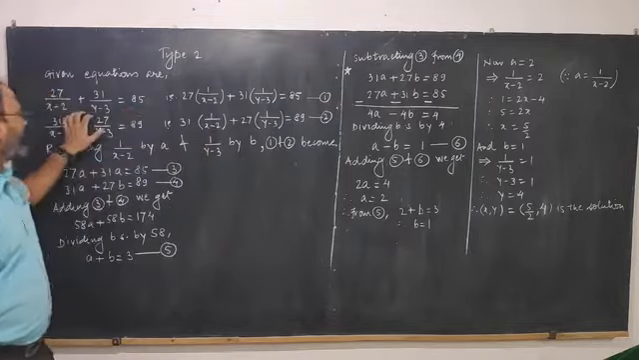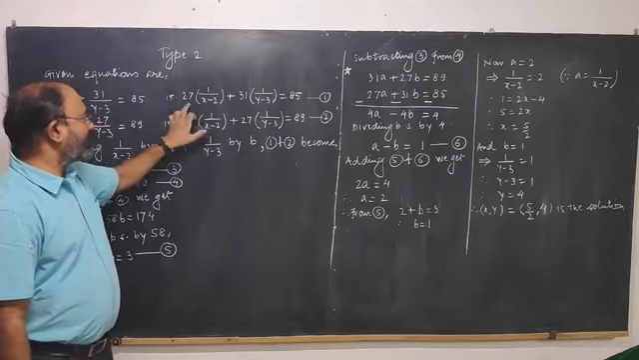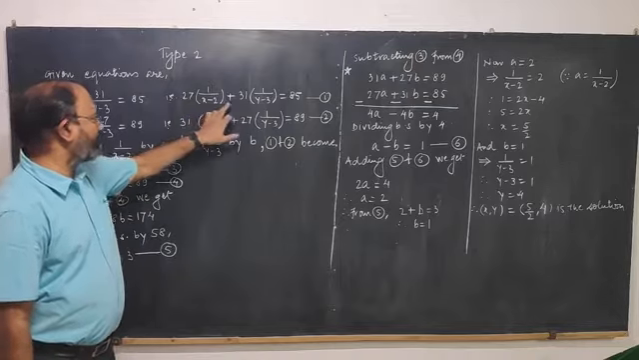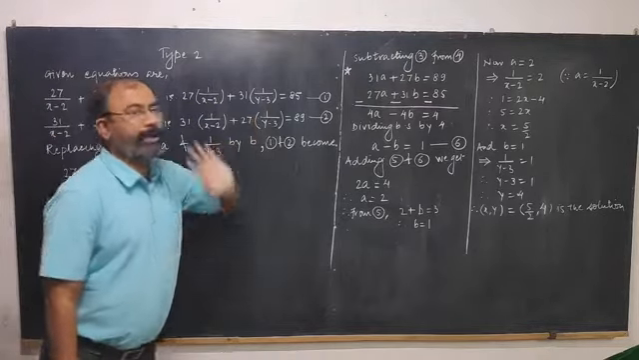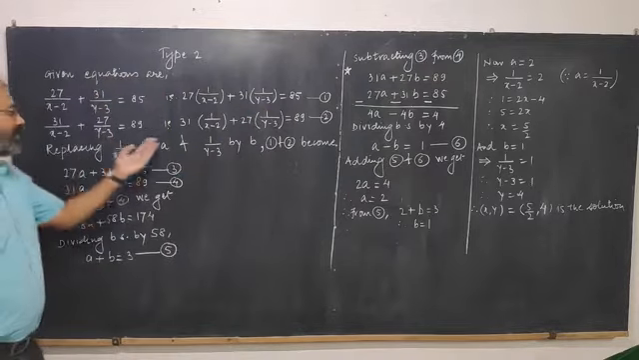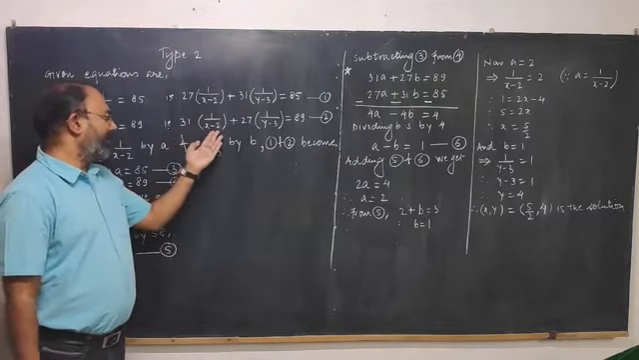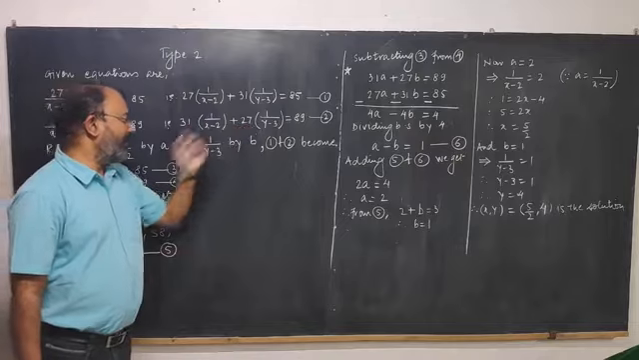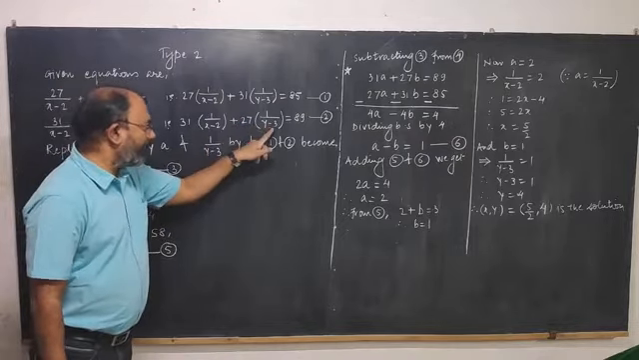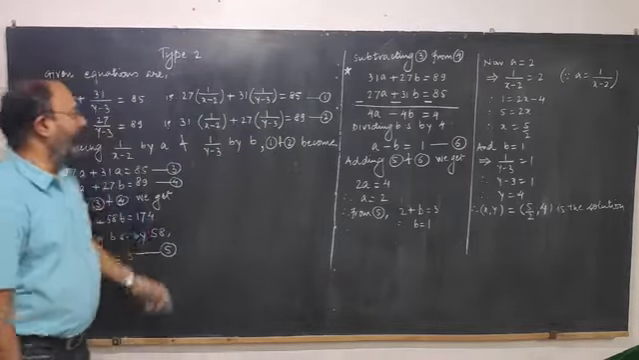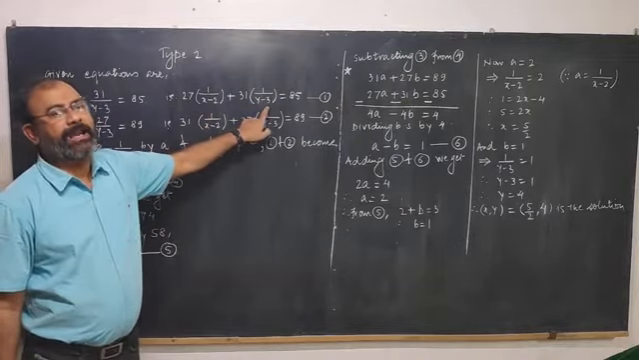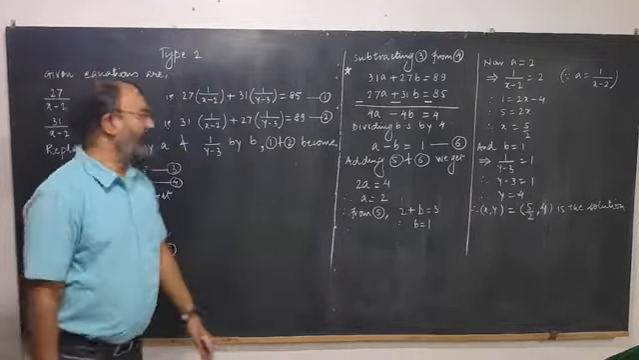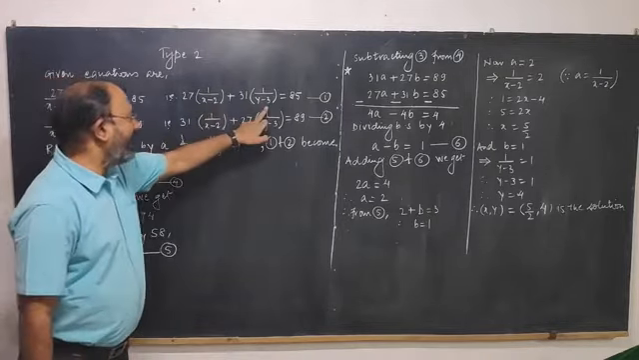So this equation can now be written as 27 into 1 upon x minus 2 plus 31 into 1 upon y minus 3 equal to 85. Similarly, the second equation can be written as 31 into 1 upon x minus 2 plus 27 into 1 upon y minus 3 is equal to 81. Now we are going to consider these two brackets as a and b. You can consider any variable. So I am considering this as a and this as b.